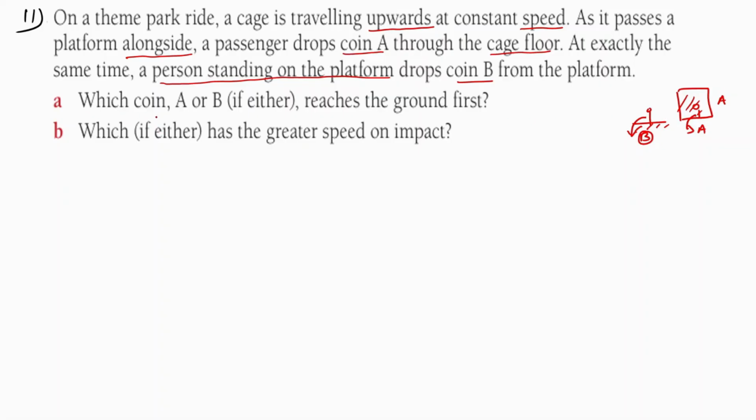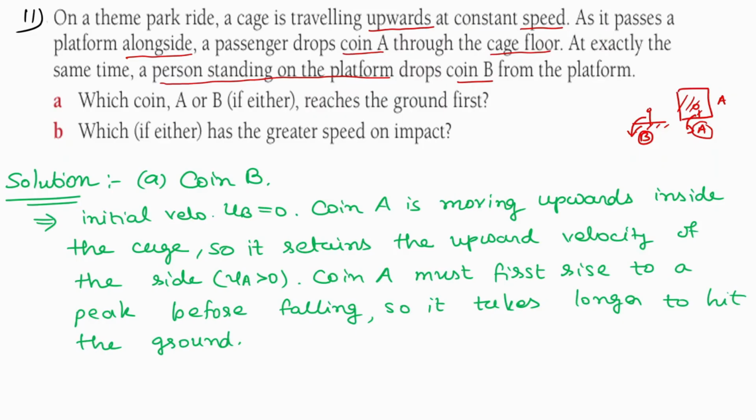Question A says, which coin, A or B, reaches the ground first? So they ask which coin hits the ground first. Refer to this scenario, try to understand this problem, and think about what the answer is, A or B. The answer is coin B.